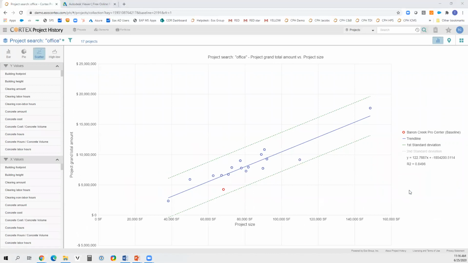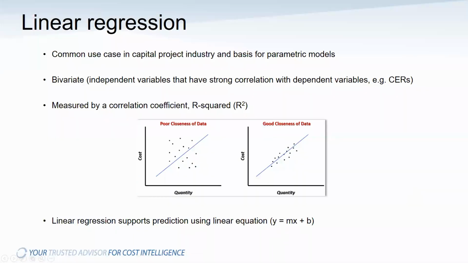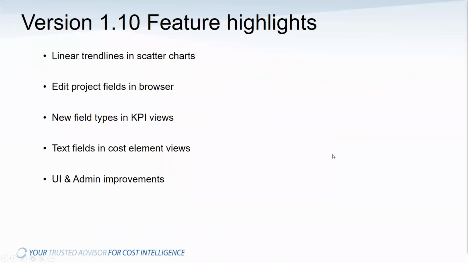Okay, so let's go back quickly to our slide deck here, and let's take a look at some of the other 1.10 feature highlights. Editing project fields in the browser, new field types in KPI views, text fields in cost elements, and then we'll take a look at some of the UI improvements.